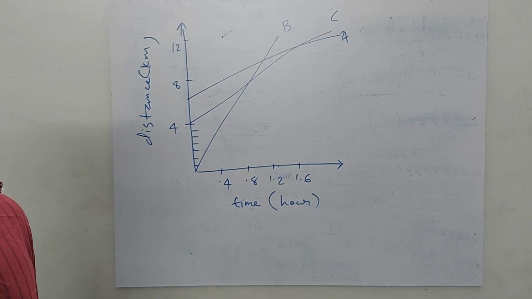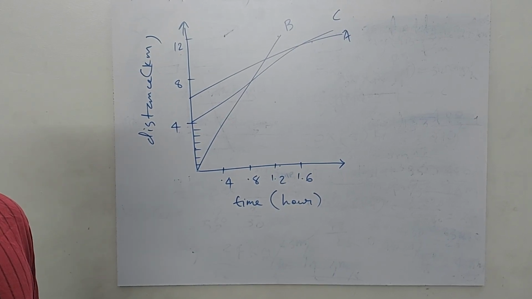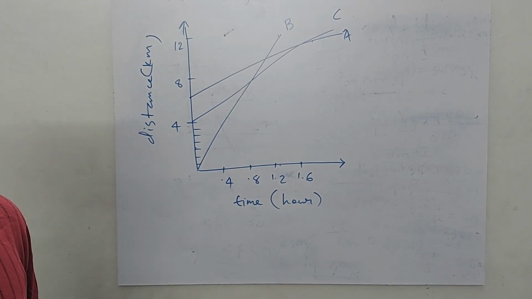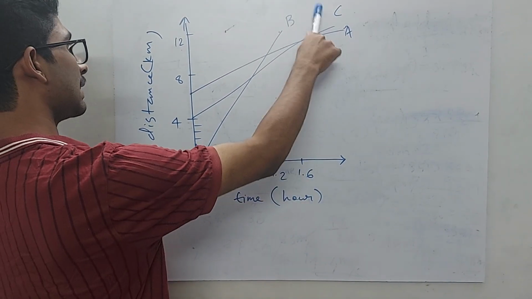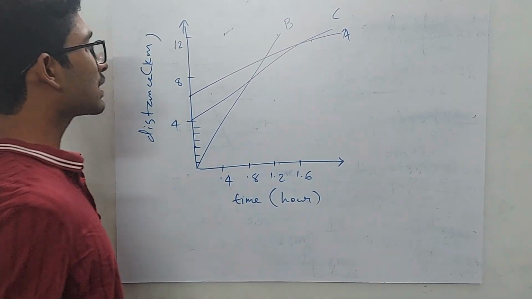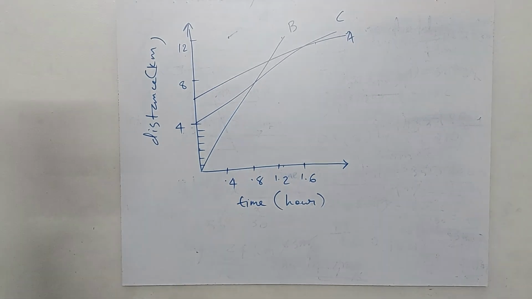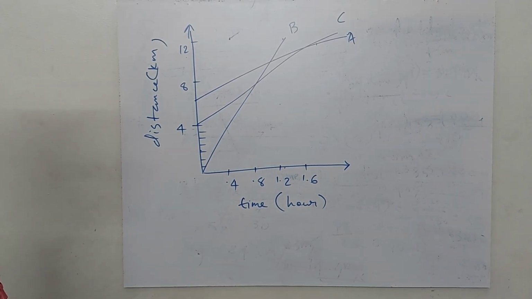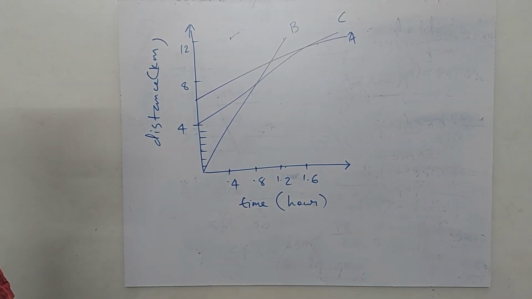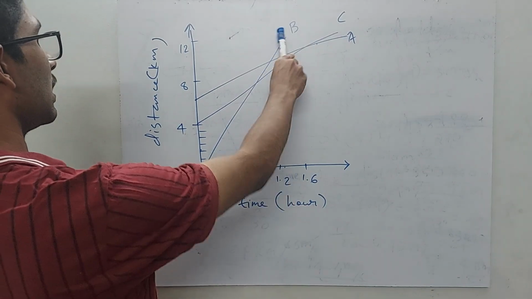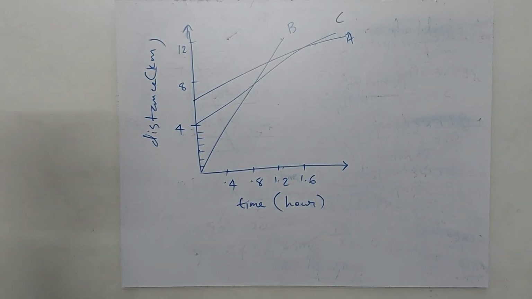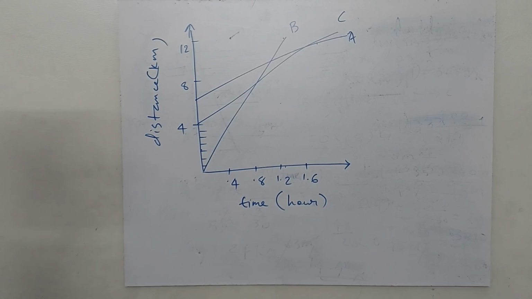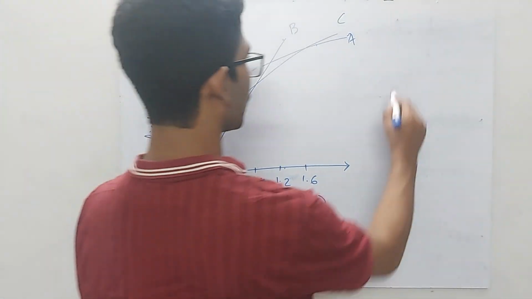So now there are a few follow-up questions given. Which of the three is traveling the fastest? Among car A, B and C, which of these cars is traveling the fastest? There's confusion. This is B, this is A, and this is C. The answer is very simple, right? I don't know if I have mentioned before.